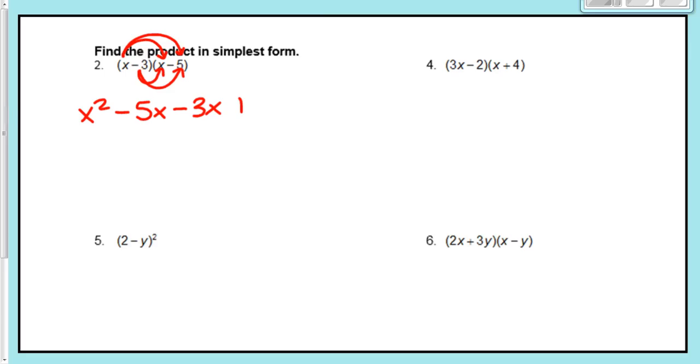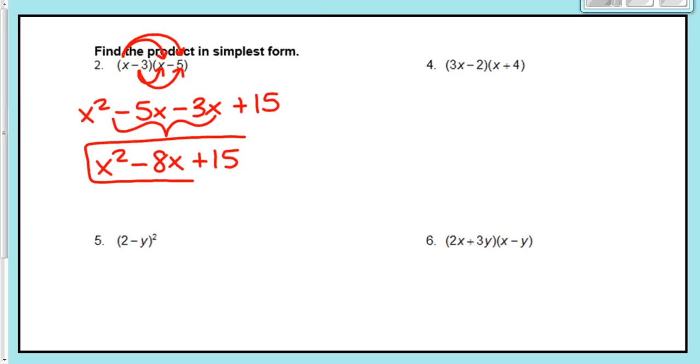Negative 3 times negative 5 is positive 15. This is a good example of when a lot of y'all might rush and forget something. There's a lot of negatives in that problem, so you want to make sure you're thinking about negative times a negative is a positive, etc. So again, I'm going to combine these two. So x squared minus 8x plus 15 would be my final answer.